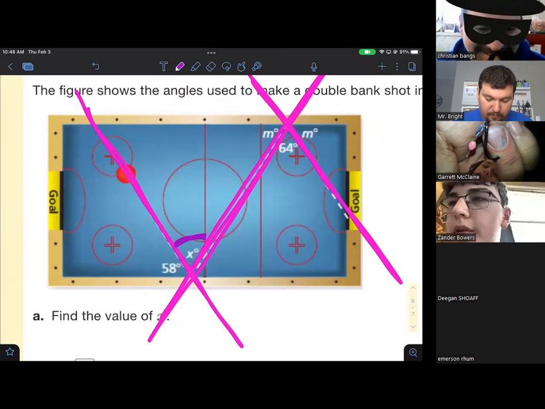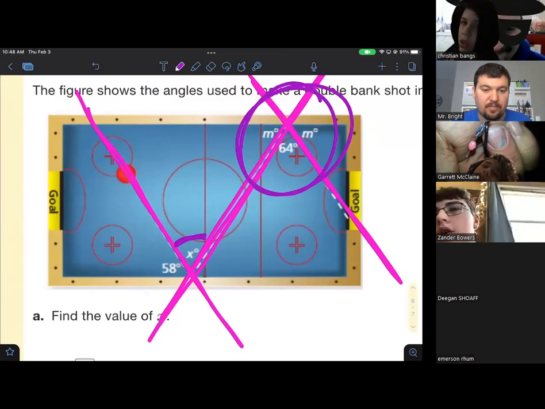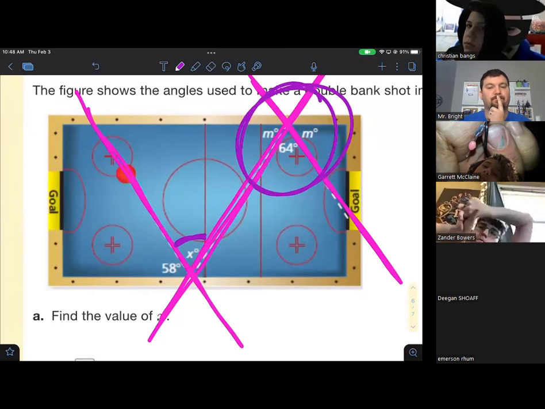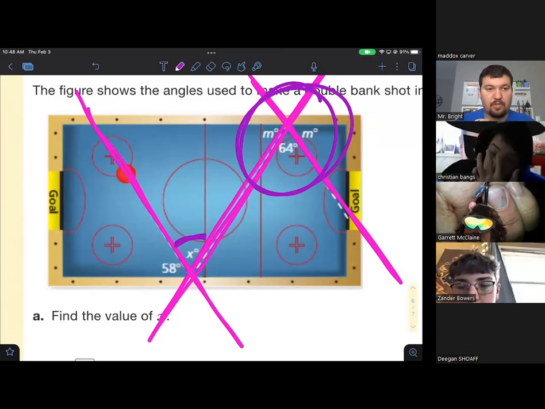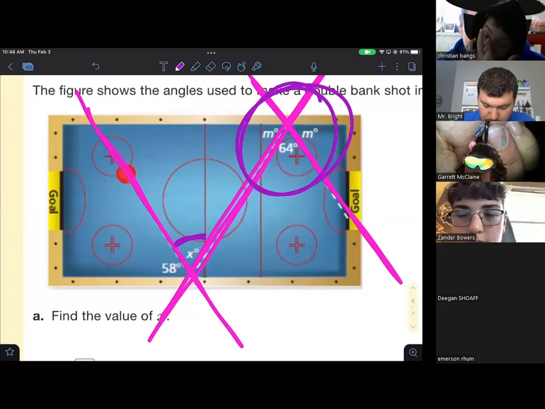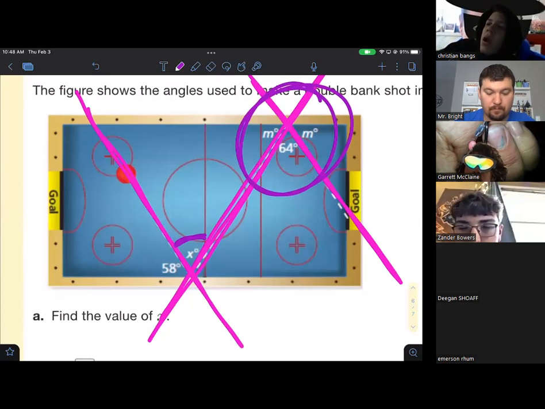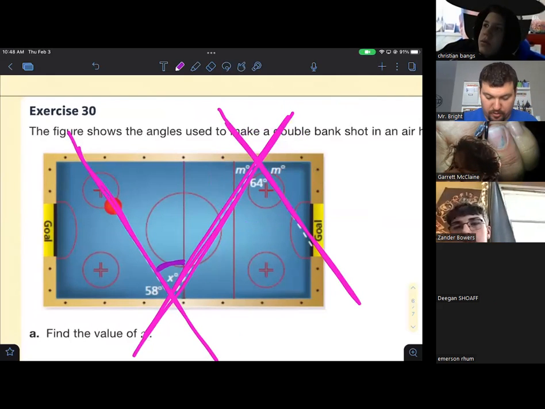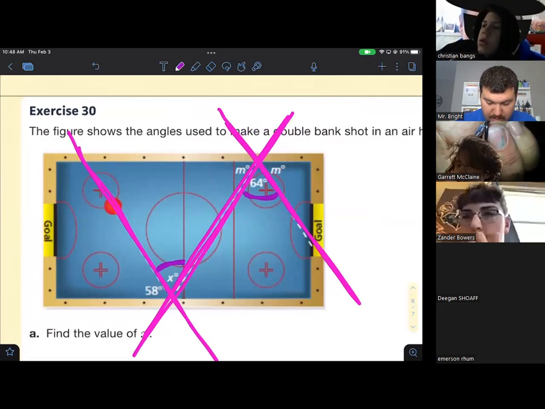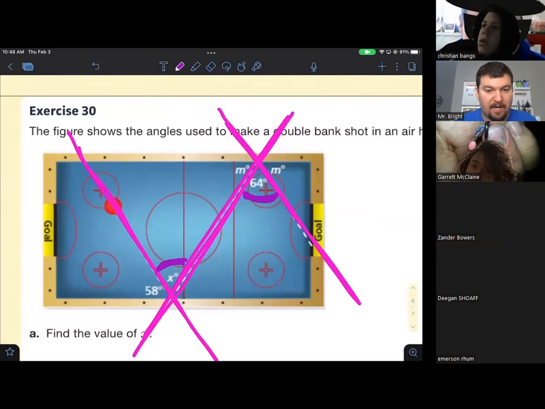Which of these 3 angles over here is X going to correspond to? Which one, Maddox? 64 degrees. 64. Okay, I apologize. I said correspond. I meant be congruent to. You are right. It's 64 degrees. It's not corresponding. I misspoke. I meant to say congruent to.